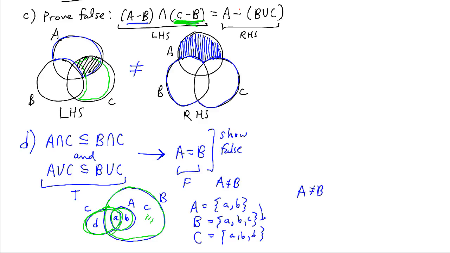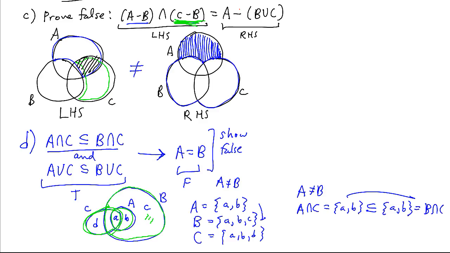We want the conclusion to be false. A intersect C is {a, b}. A and C overlap on a and b, and that is a subset of B intersect C because B intersect C is also {a, b}, which is equal to B intersect C. Remember, any set is a subset of itself. So the first part of the premise is true. Now how about the second one?